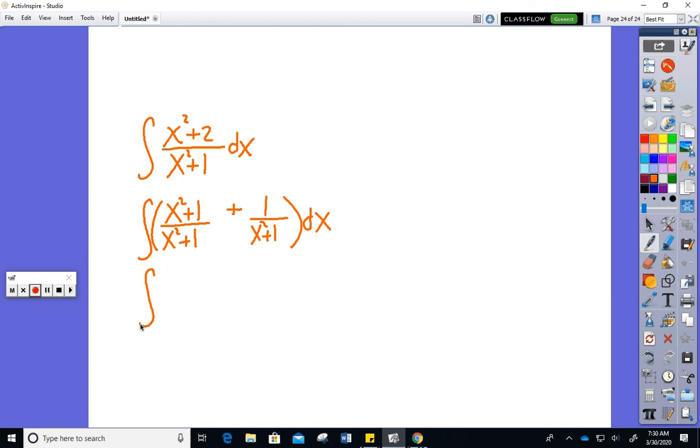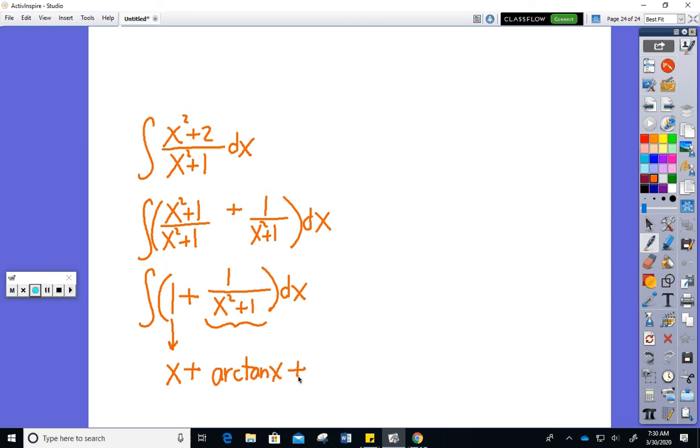Then I'm asking you to simply take the antiderivative of 1 and the antiderivative of 1 over x squared plus 1. So what is the antiderivative of this 1? Just x. What's the antiderivative of 1 over x squared plus 1? Oh, that I've got memorized as arctan x. And then, of course, your plus c. So keep your eyes out. There's going to be one in the homework for today that has something to do with separating fractions like that.